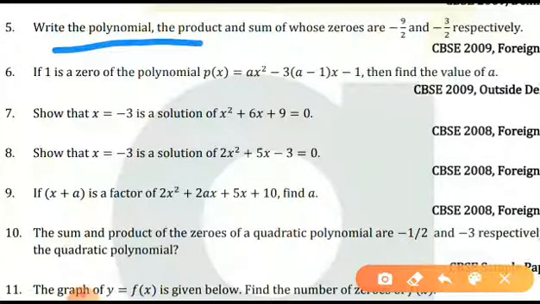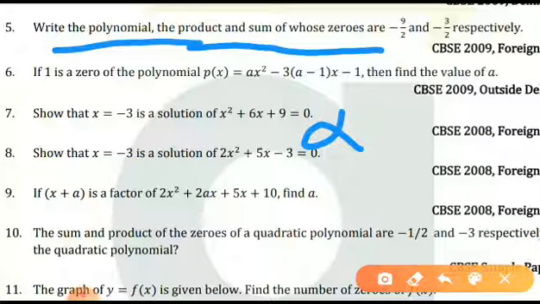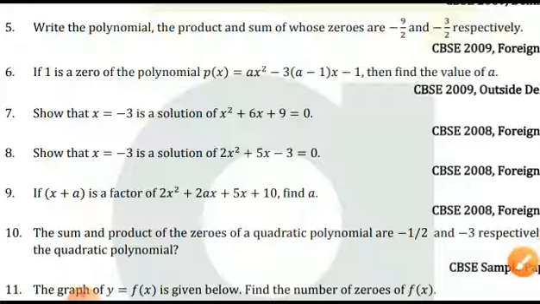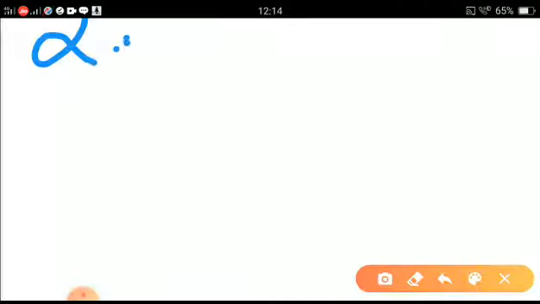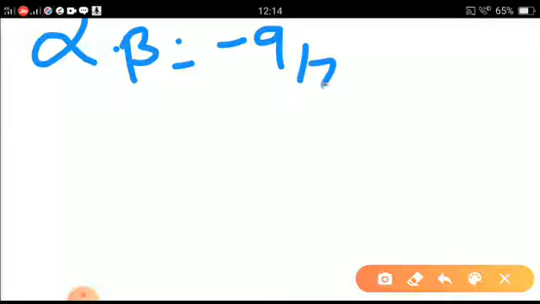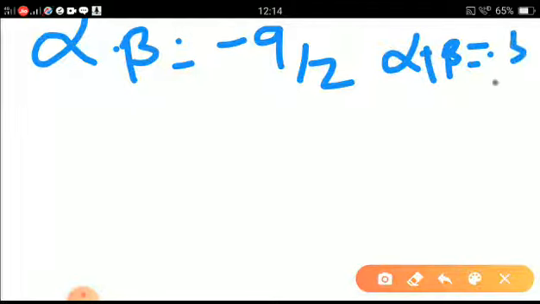Next question is, write the polynomial whose product and sum of the zeros are given. That means my product, alpha into beta, is given to be minus 9 by 2 and the sum is given to be minus 3 by 2. So alpha into beta is minus 9 by 2 and alpha plus beta is equal to minus 3 by 2.